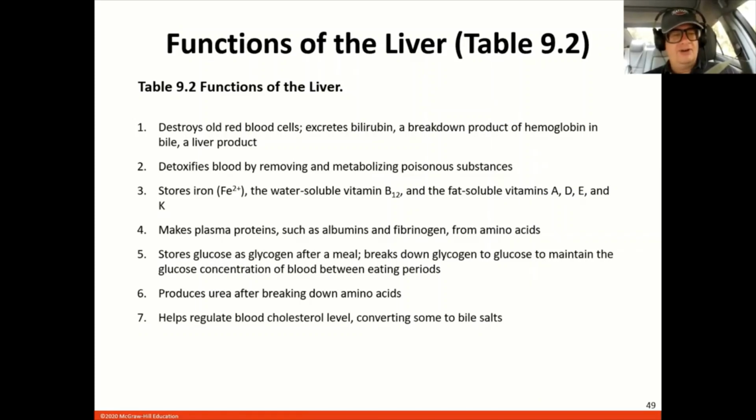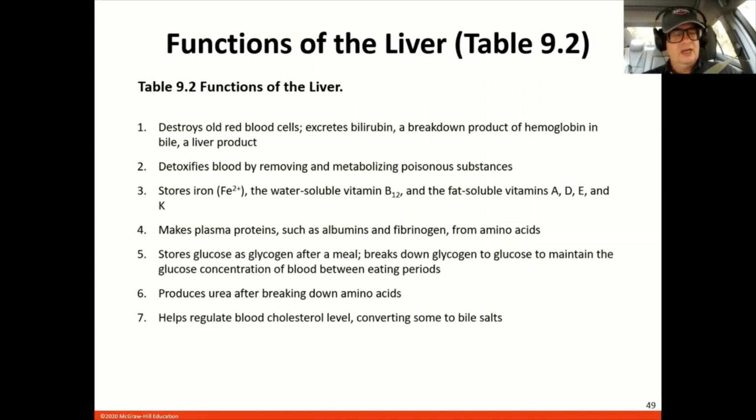All right, here, what I was talking about before: detoxify the blood by removing and metabolizing poisonous substances. The liver is a filter, and it filters out things that are bad for you. It stores iron and B12, and fat-soluble vitamins A, D, E, and K. Fat-soluble vitamins are, well, you probably guessed, stored in fat cells. You do not want to take too many of them. Like, take too much vitamin C, who cares? You'll pee the extra out. A, D, E, and K, you can take too much, and it can shorten your life. I may try to find and throw up some links to show you later.